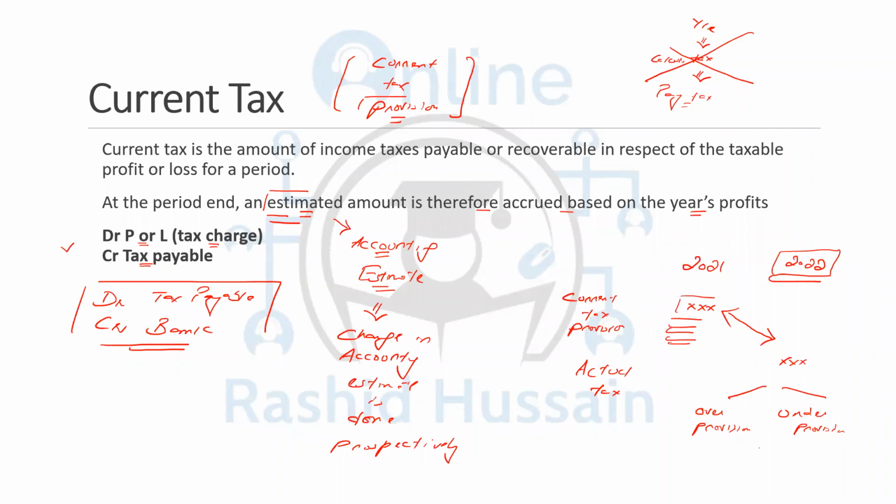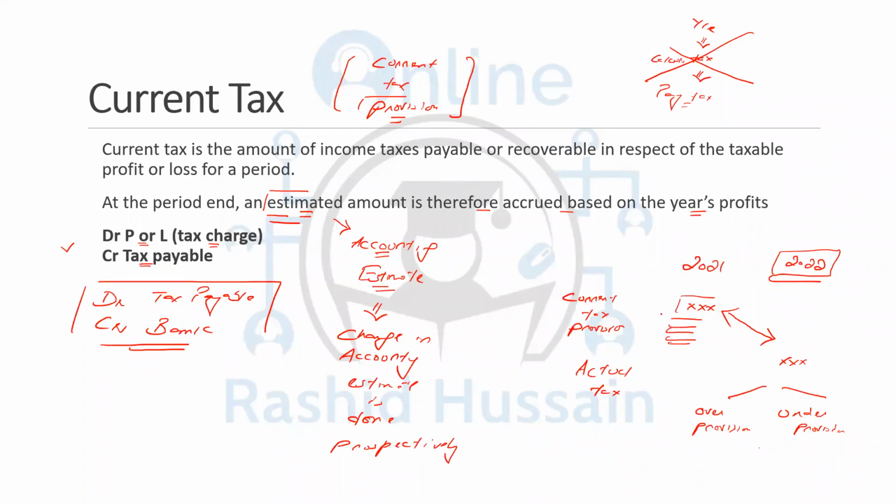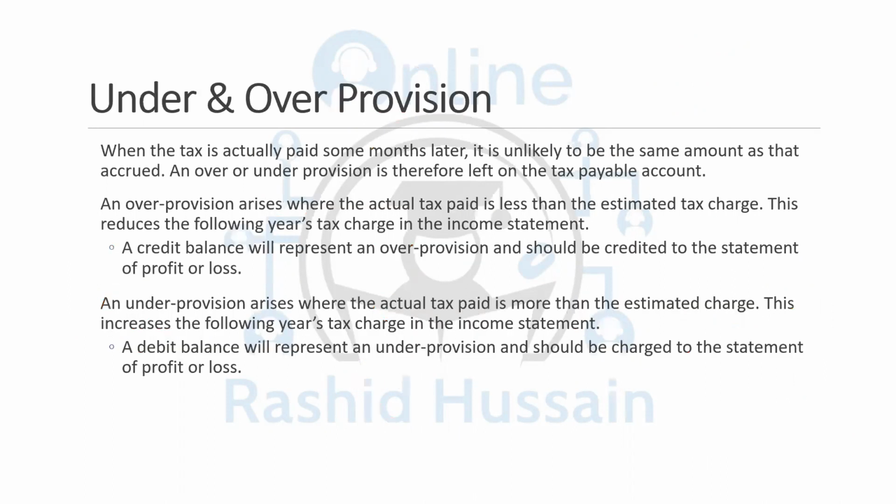Now, if any previous under or over provision is coming, that will be adjusted in the current tax provision. Like for example, when you're talking about the current tax of 2021, the adjustments will be done for 2020. When you're talking about the current tax provision of 2022, the adjustments will be done of 2021, which is either under or over provision.